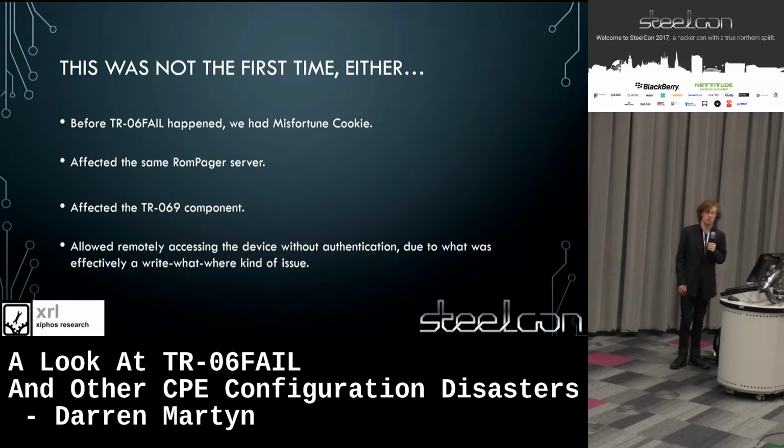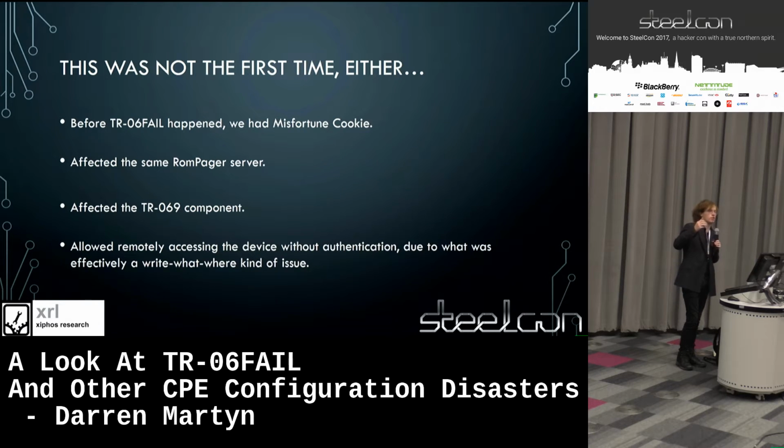Previously, before TR-064 FAIL, which took out Deutsche Telekom, TalkTalk, and all the other shit ISPs, we had a little thing called Misfortune Cookie that people actually freaked out about. It affected the same RomPager service, but it affected the TR-069 component instead of the 064. And it allowed remotely accessing the device without any authentication, it was this amazing bug. Some of the people here that I know of saw that talk with me, and I was taking notes during it, and I was like, holy shit.